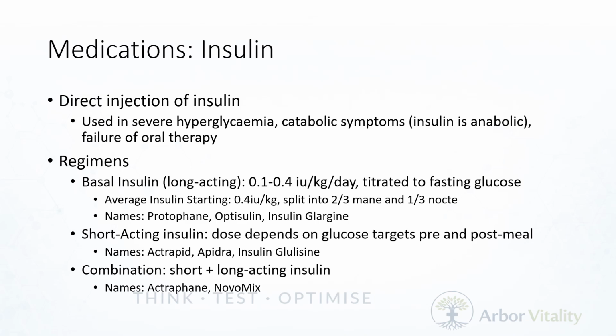Actrapid, Apidra, and glulisine are typically these ones. And then you get a combination of short and long-acting insulin, usually for ease, usually for people with more rigid schedules or basically those who don't really want to inject multiple times a day. So they would typically do this around their largest meals of the day, normally breakfast and supper. It's a combination of their basal and bolus, with their short-acting insulin for that meal. These are typically Actraphanes and NovoMixes.